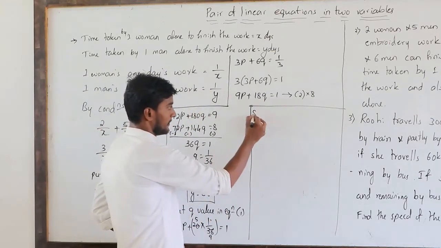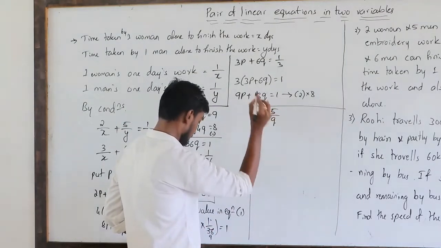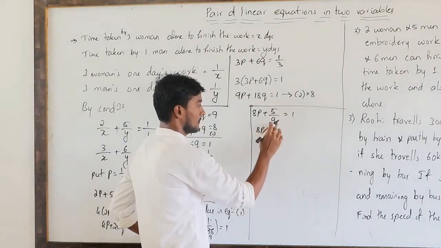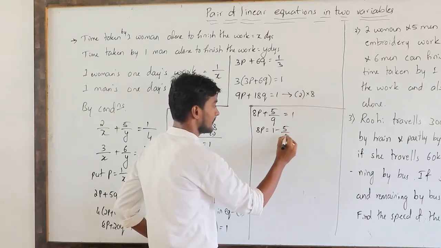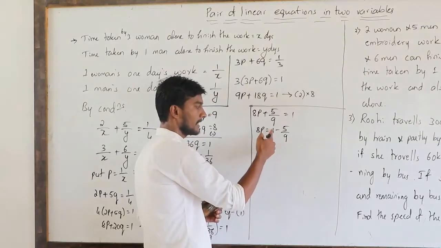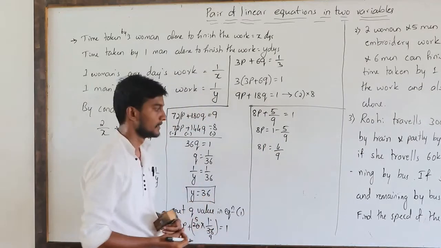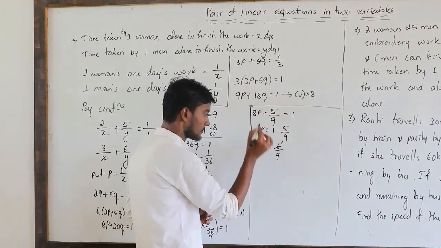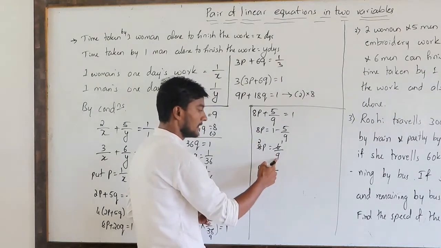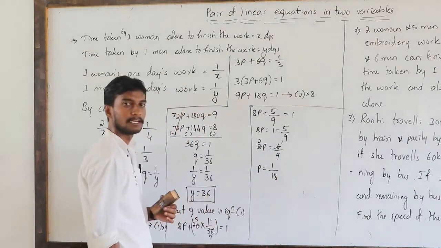So now 8p plus 5 into 1 is 5 divided by 9 is equal to 1. So 8p is equal to, this 5 by 9, if you take that side, 1 minus 5 divided by 9. So 8p is equal to 9 into 1 is 9, 9 minus 5, so it is 4 divided by 9. So cancel. 4 ones are 4, 4 twos are 8. This 2, if you take that side, p is equal to, divide by 2. Already in the denominator we are having 9. So 9 into 2 is 18. P is equal to 1 divided by 18.